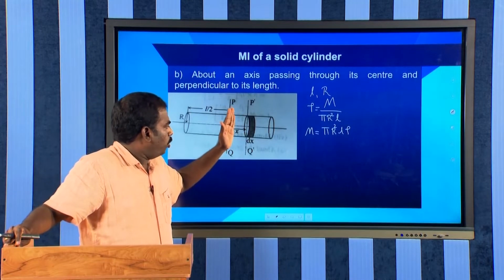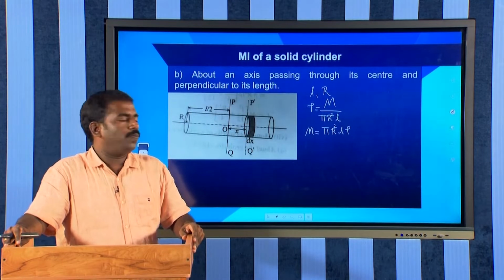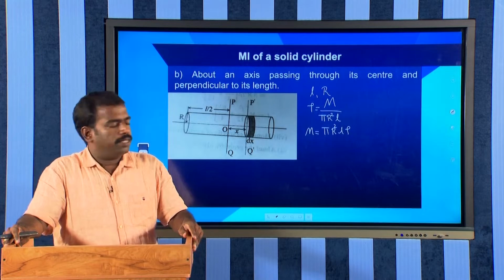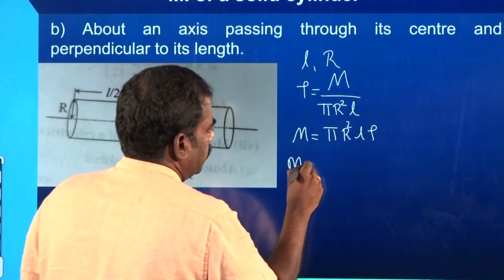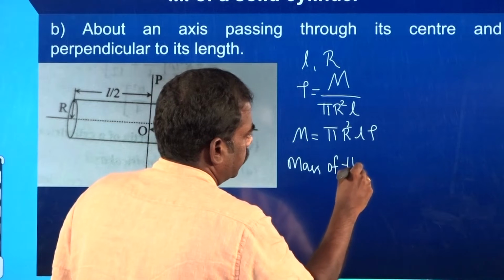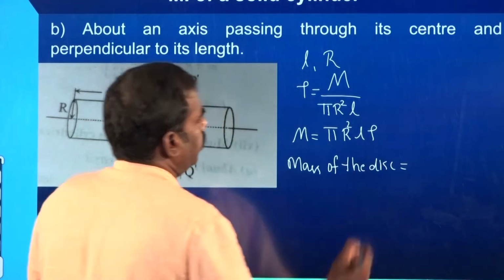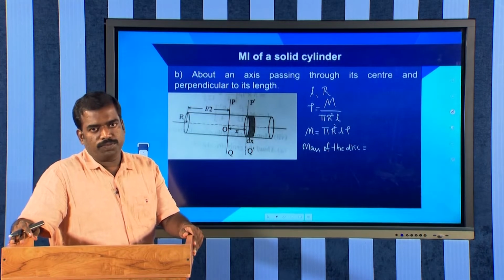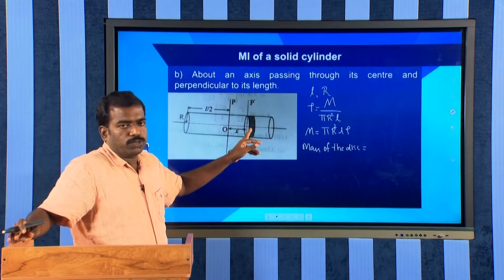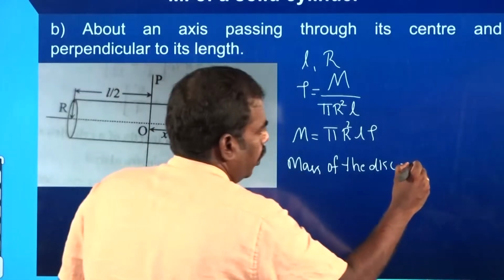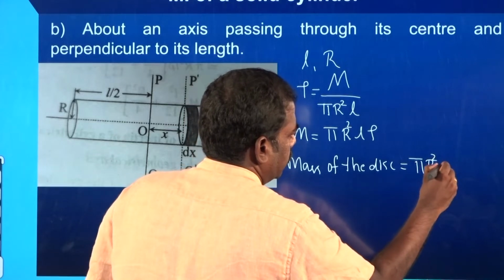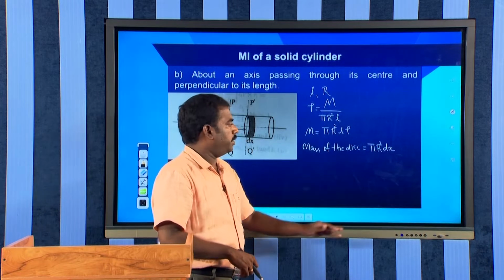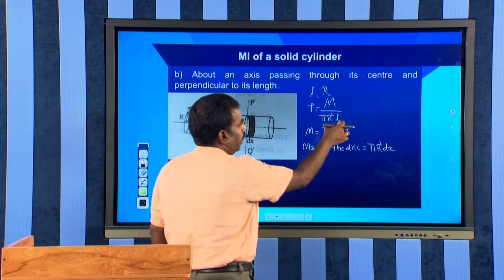To find the moment of inertia of this circular disc about p dash q dash, we need the mass of the small disc. First we find its volume. The volume of the disc is pi r square, which is the area, into the thickness, so the volume is pi r square dx. To find the mass of the disc, we multiply the volume by the mass per unit volume, rho.